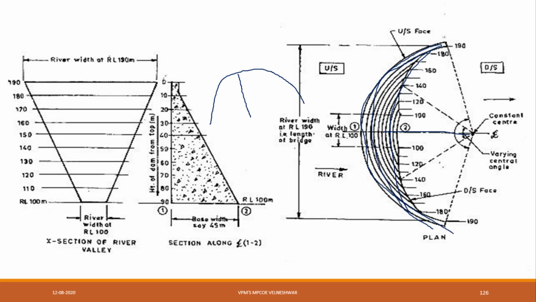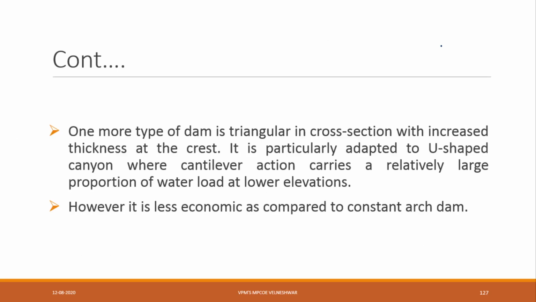Okay, at that point we can say it is not constant. Actually this is not constant. This one is variable. Now one more type of dam is triangular in cross section with increased thickness at the crest. Means what is happening, the arch will be there but it will be triangular.